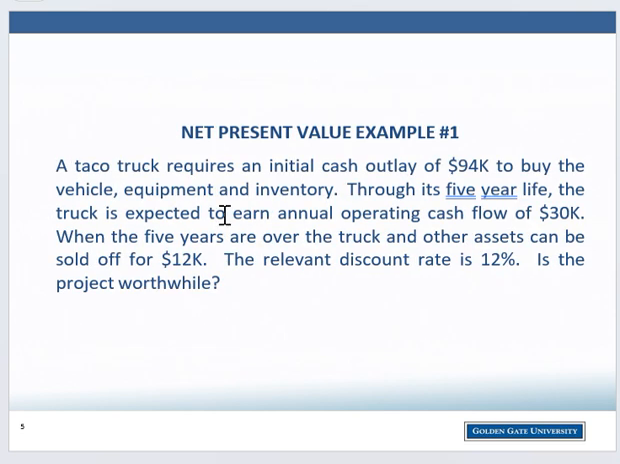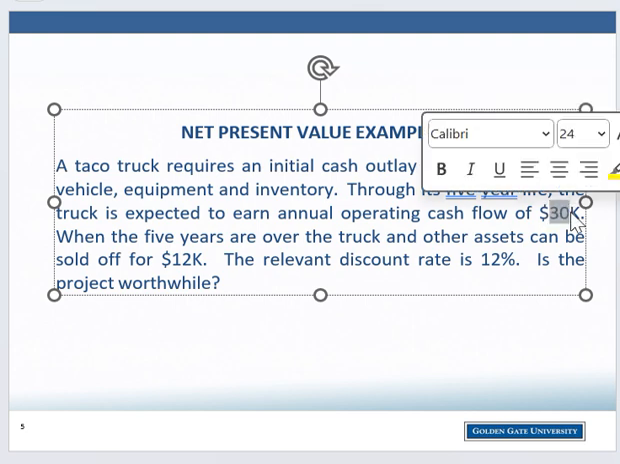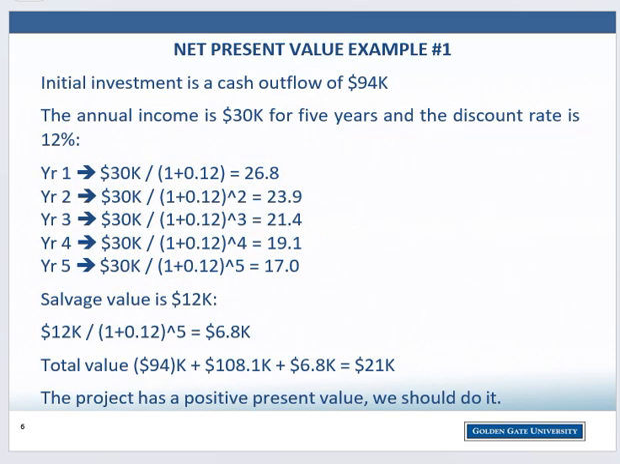Let's take an example here. Let's assume I'm going to operate a taco truck. It costs $94,000 to buy, and I'm assuming that I'm going to make $30,000 a year for 5 years, and I'm going to sell the truck after 5 years. I'm assuming that it's going to be worth around $12,000. That's the salvage value, that's the disinvestment. And my cost of capital, I'm going to assume, is 12%. And the question is, should I do this project or not?